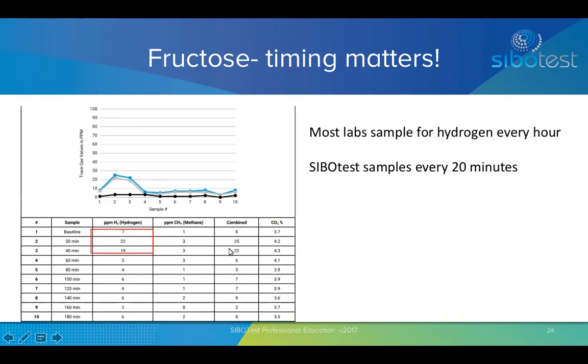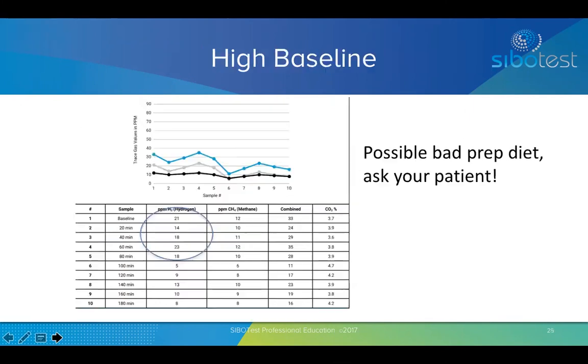And here is an example of a higher baseline, where we start with a reading of 21, and then it sort of drops, and then it waffles around again down here. This could potentially mean that the person didn't really prepare adequately for this test, because we'd like to see a little bit of a lower reading for hydrogen than 21.